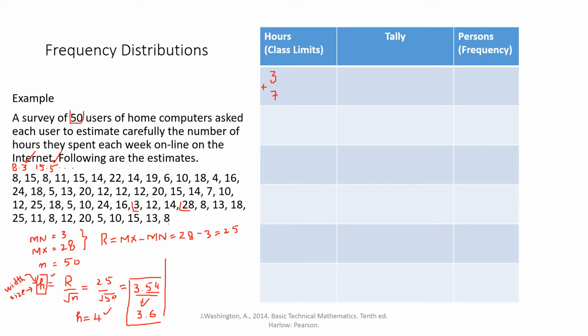Okay, now I'm coming to my width 4. 7 plus 4 is 11, plus 4 is 15, 19, plus 4 is 23, plus 4 is 27, and then at the end 31. Why at the end? Because we cross the maximum number here, so take a break here.